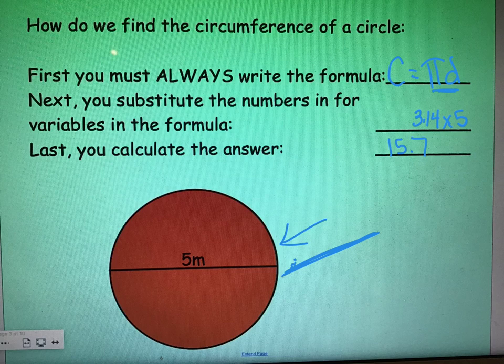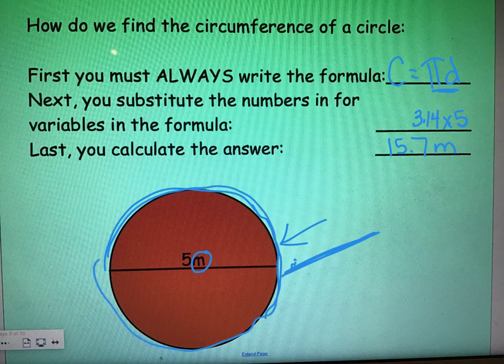Now we have to talk about labeling. So 15.7 what? You can see you're measuring, when you look at this, they're measuring this in meters. So when you go around a circle, you are also measuring that in meters. So your label is just going to be plain old meters, not meters squared, because circumference does not count squares. It's literally going around the circle.